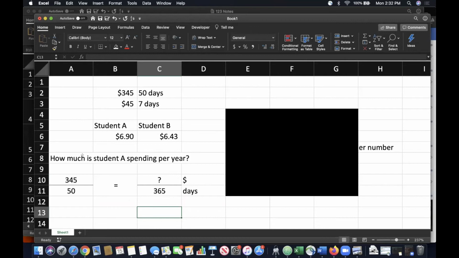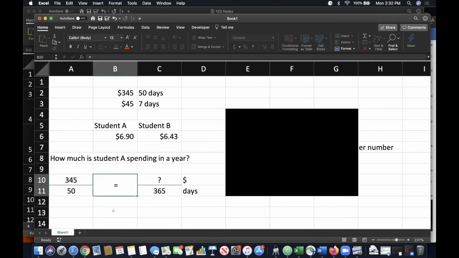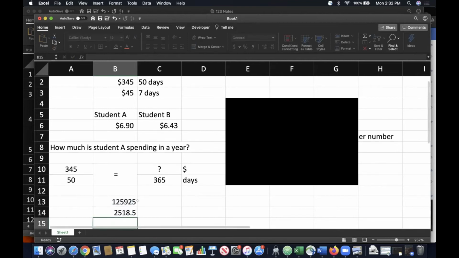So we're answering this question: how much is student A spending in a year? I got $2,518.50. Okay. So if we take 345 and we multiply by 365, we get this enormous number. And then if we take that number and we divide it by 50, we do indeed end up with 2,518.50.